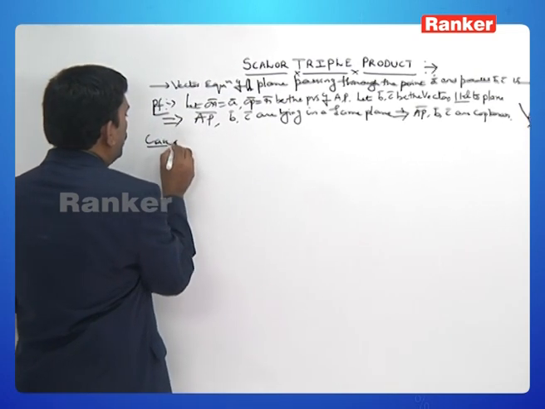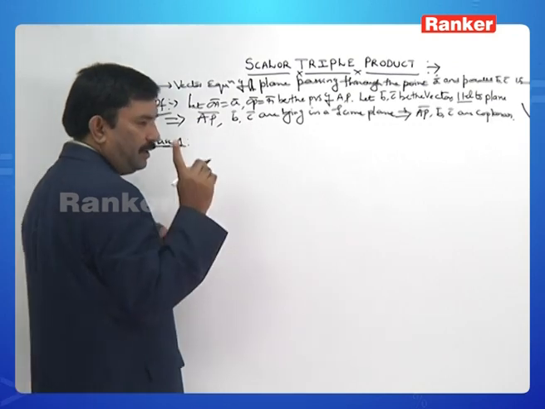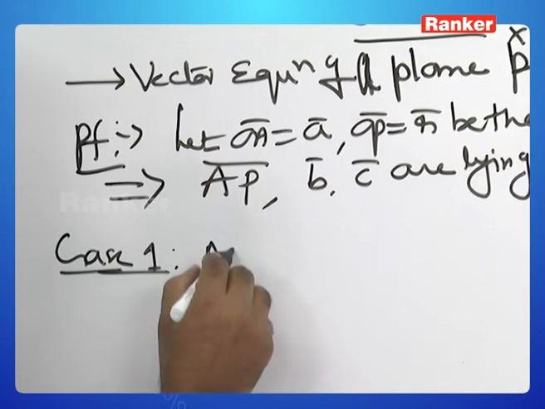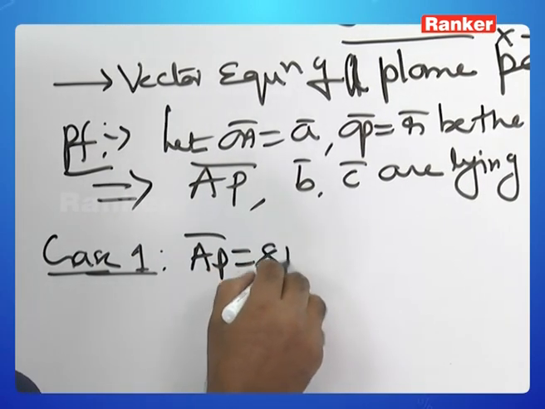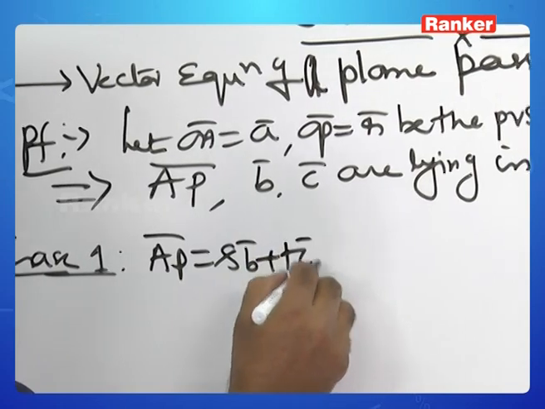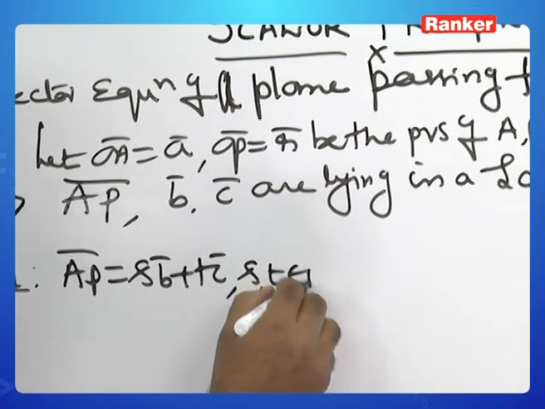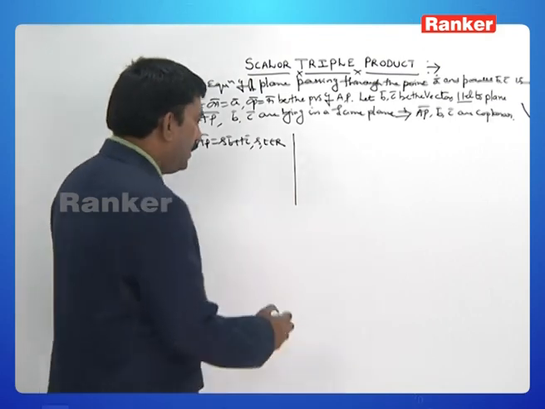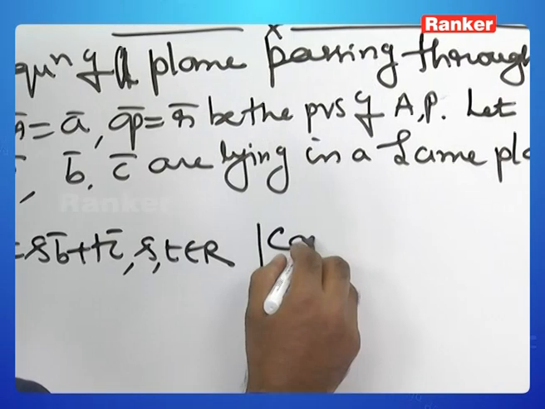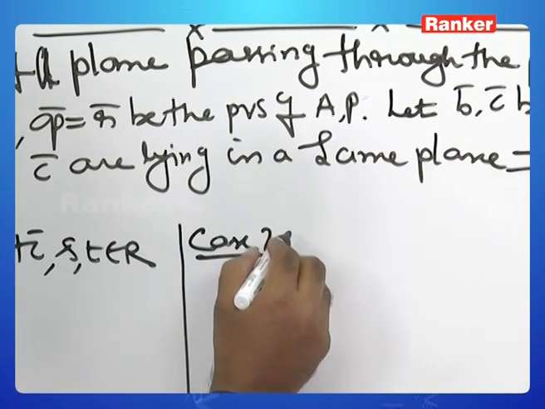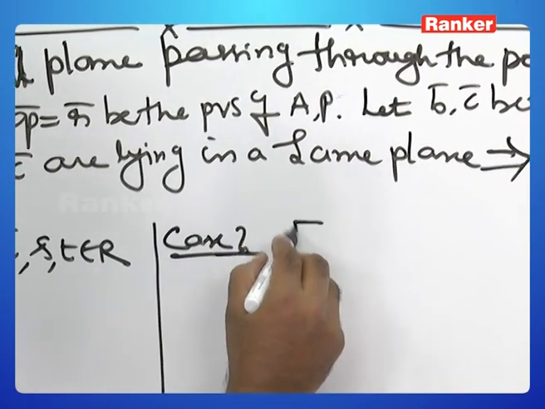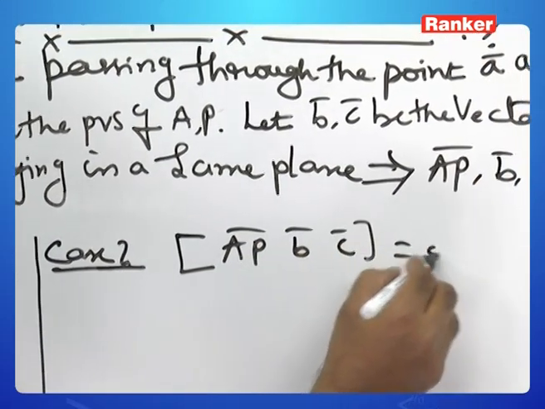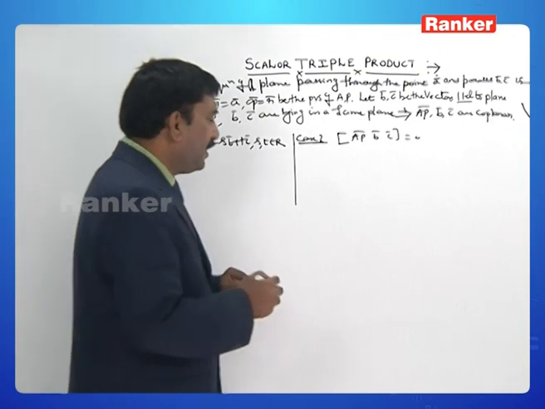Case 1, first way. Case 1 means in the first way, I can write one vector as a scalar linear combination of the other vectors, where s comma t belongs to R. This is one way. Now case 2. What is case 2? The other way is, when they are coplanar, the box of AP bar, B bar, C bar is equal to 0.